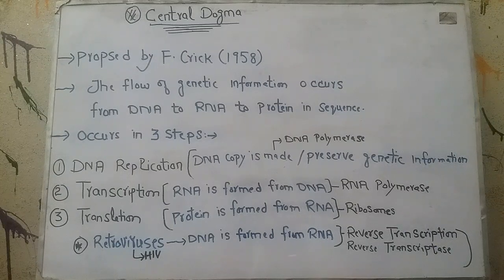This happens by a special mechanism known as reverse transcription, and the enzyme they use in this process is known as reverse transcriptase. So retroviruses use a special mechanism known as reverse transcription. In that process they make DNA from RNA. So this is an exception to the usual flow of genetic information which occurs by the process of central dogma, in which the flow of information occurs from DNA to RNA and to protein.